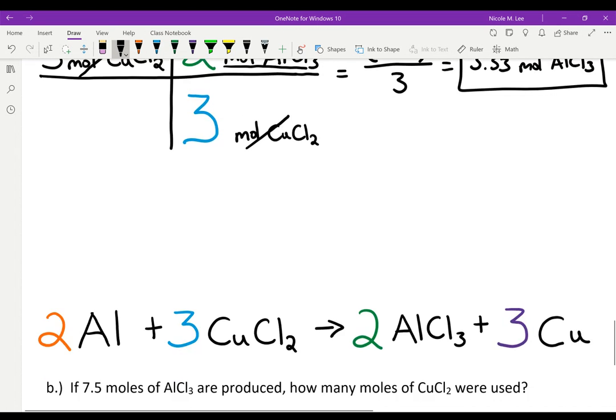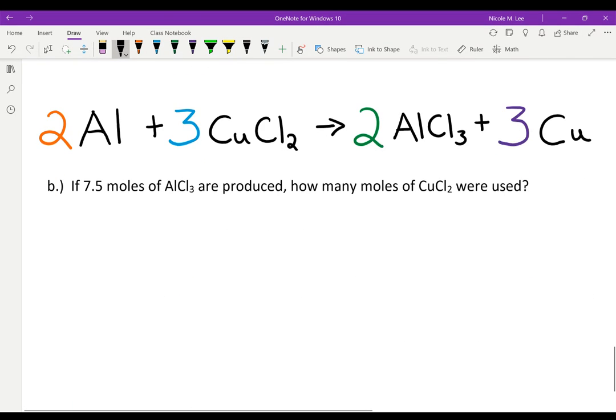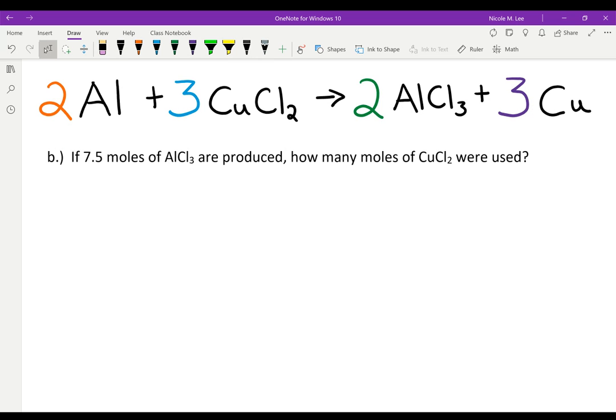And last example, same problem, same reaction as before, aluminum with copper chloride. This time it's asking, if 7.5 moles of aluminum chloride are produced, how many moles of copper chloride were used? Again, keyword produced, so that aluminum chloride is, of course, going to be on the product side. And that was my given information, so that's where I'm going to start.